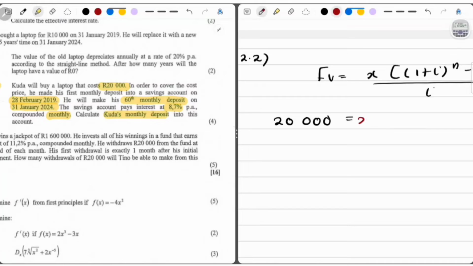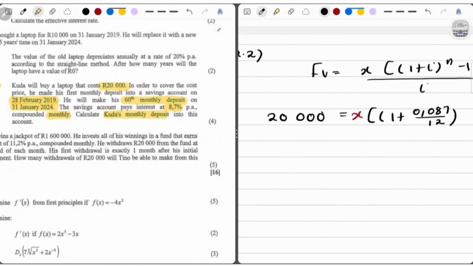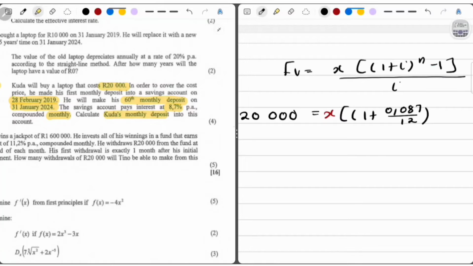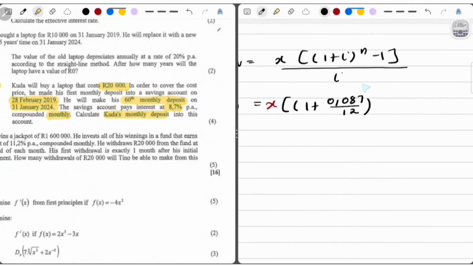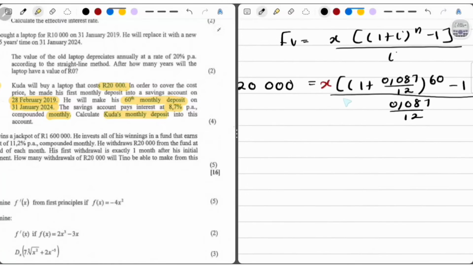So we're leaving x open, and then open bracket 1 plus the interest rate, which is 8.7% per annum compounded monthly. So you need to put that in decimal form, 0.087 over 12, raised to the power of how many deposits. n is always for the number of deposits. Well, you see, they already told you the 60th monthly deposit. He will make his 60th monthly deposit on this day. That's the last deposit. So it's 60 deposits minus 1, and then all over that same interest, 0.087 over 12. And now we just have to solve for x.